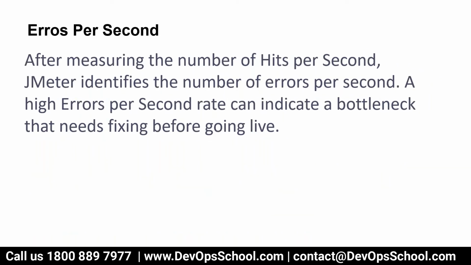Errors per second. So what is errors per second? Let's say in one second I got 100 requests, out of which four were non-200. Now what is non-200? Non-2xx, sorry, non-2xx. What is that?